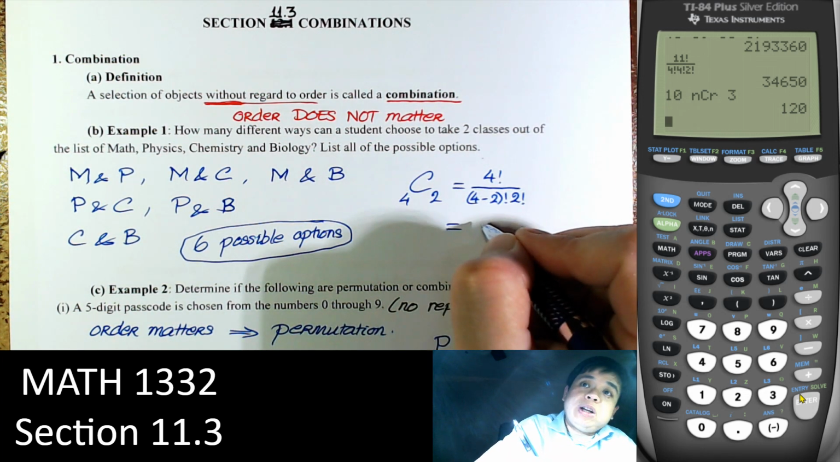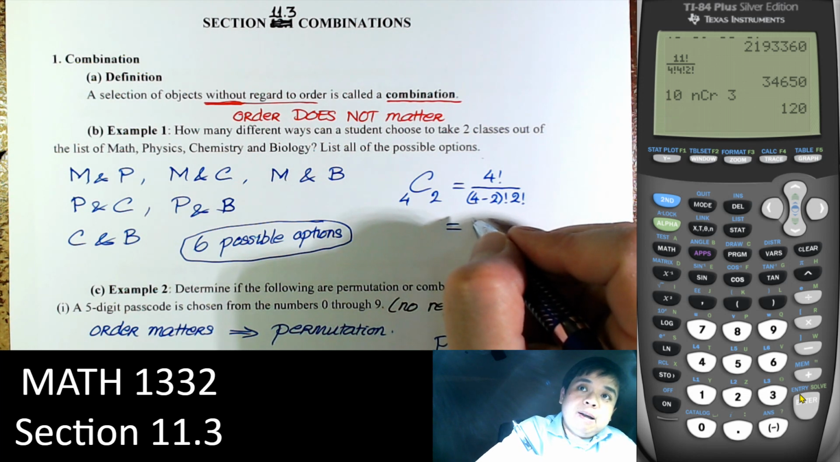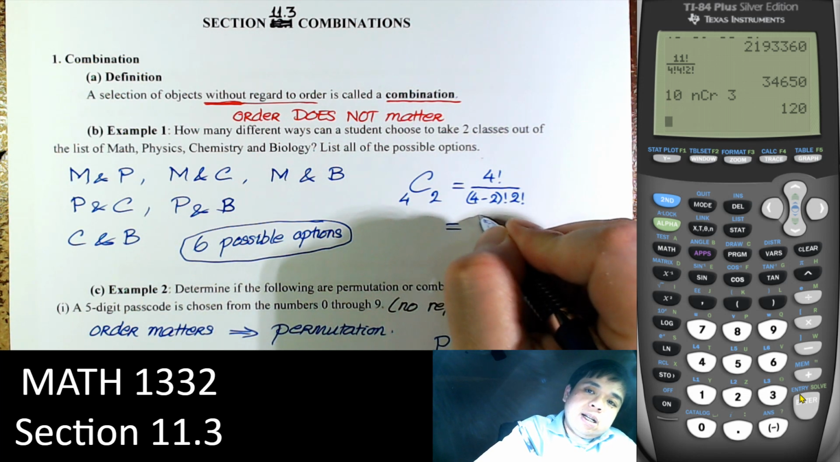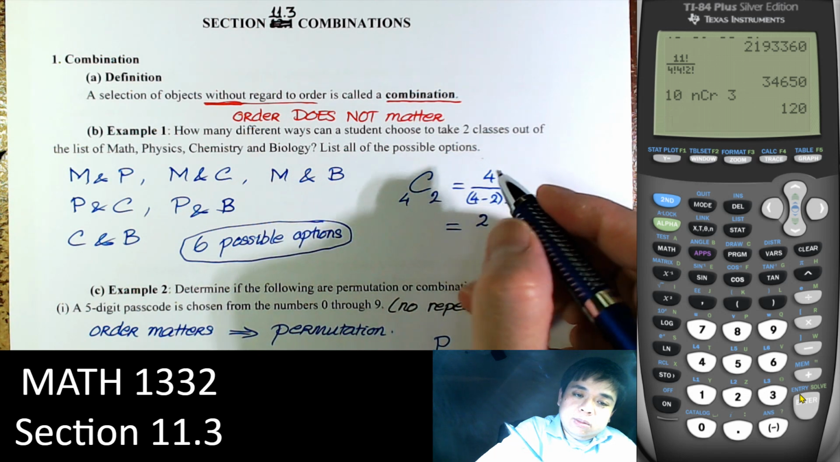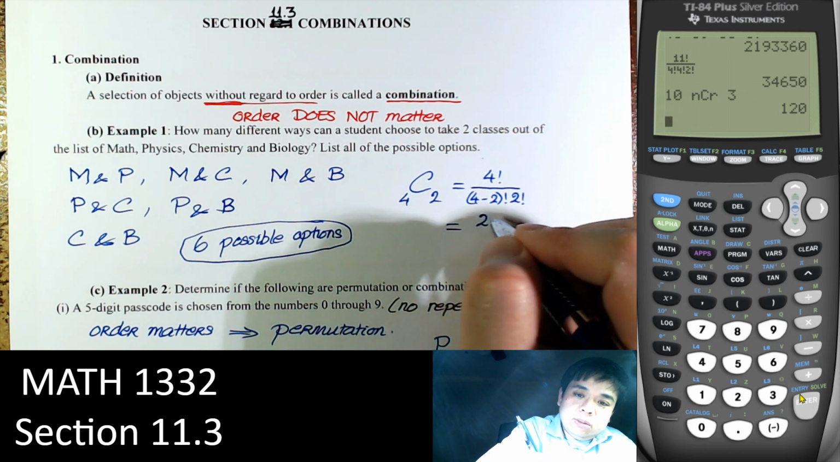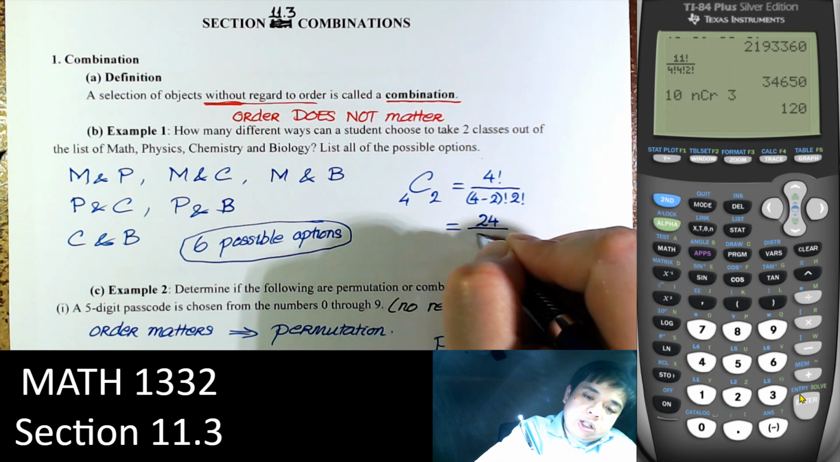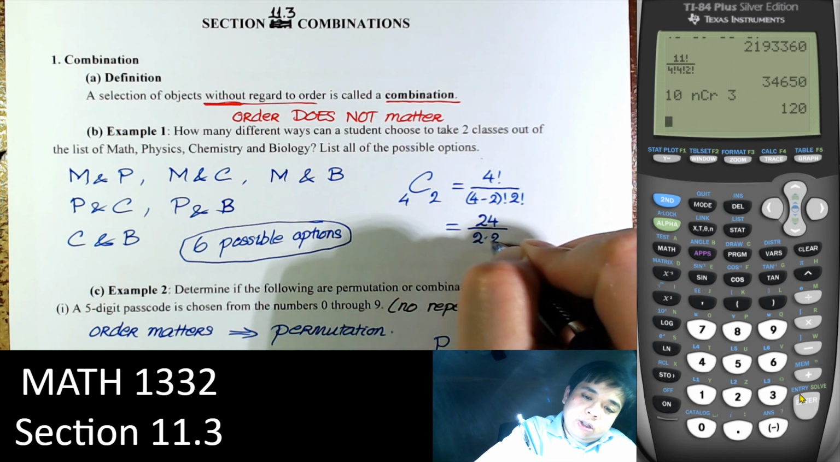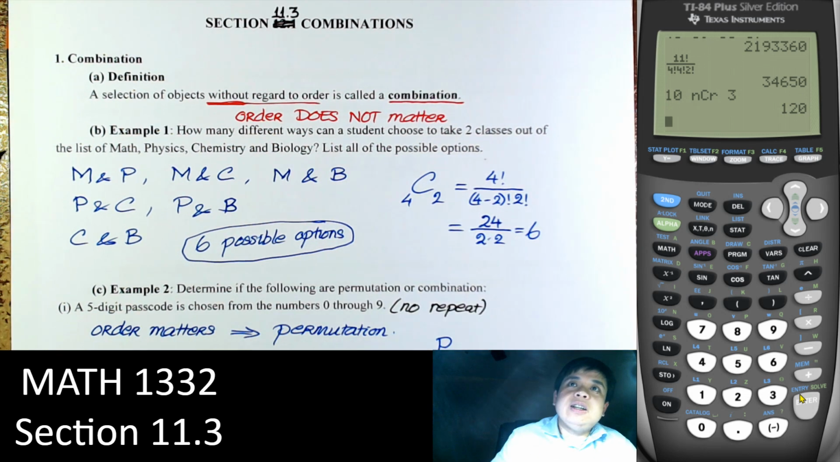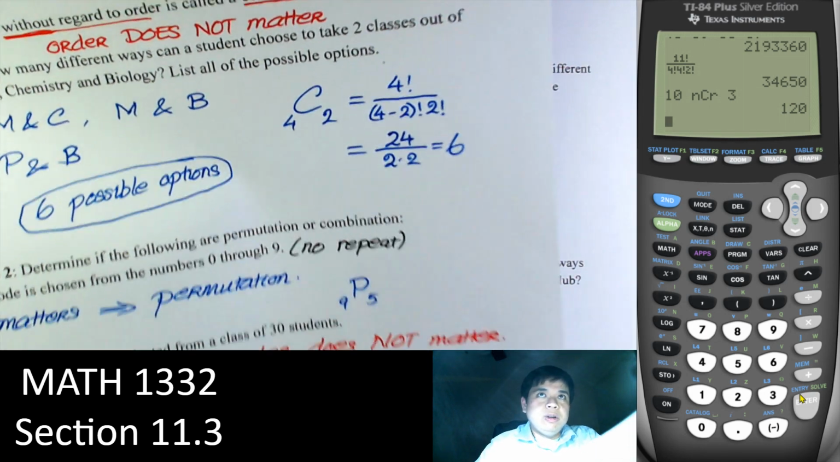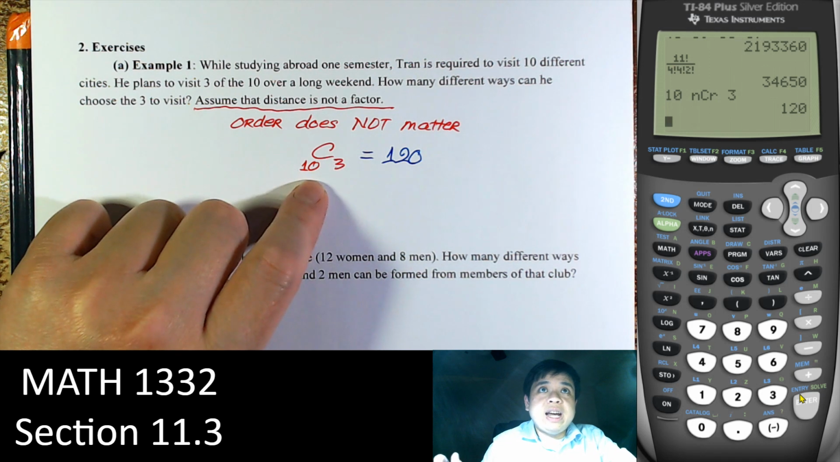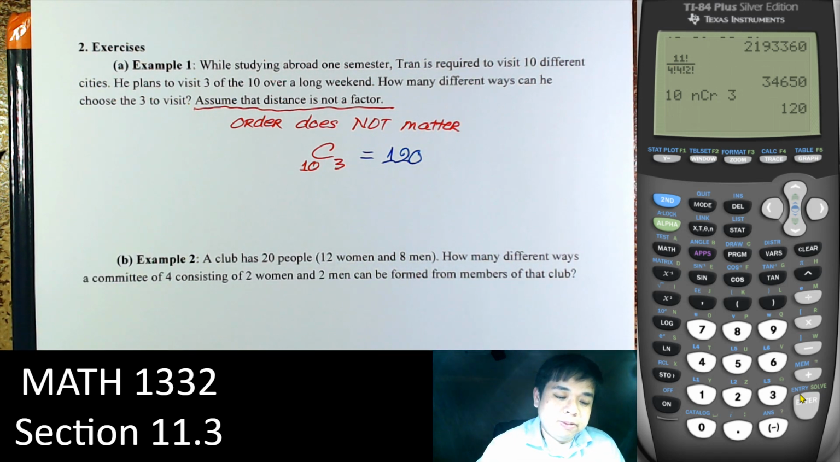4 factorial is 1 times 2 times 3 times 4. 1, 2, 3, 4. That's 24. 4 minus 2 factorial is 2, and 2. So we have 6. Very consistent to what we have here, right? So combination of 3 out of 10 in this case, I just use a calculator, right?